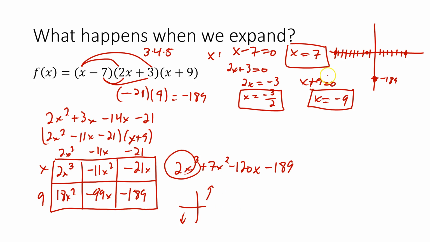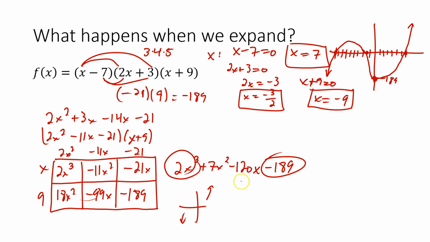So we know we're going to start from the bottom. It looks like it's going to come through here, come down to negative 189, and then go up. And there is our cubic polynomial: 2 turning points, 1, 2, 3 zeros. It's a cubic, so that all makes sense. And that negative 189 at the end is our y-intercept.